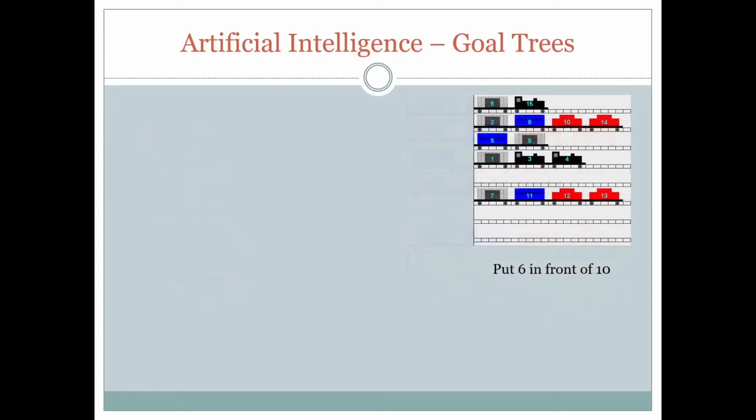We're going to take a look at a specific example, put 6 in front of 10. Now, as you can see, 6 has a car in front of it, 15, and 10 has a car in front of it, 14. So let's start building our tree of goals. Well, the first goal is put 6 in front of 10. That's what we've told it to do. So what are the steps needed in order to accomplish this goal? Well, the computer figures out that it's got to clear the front of 6. But then it's also got to find space in front of 10.